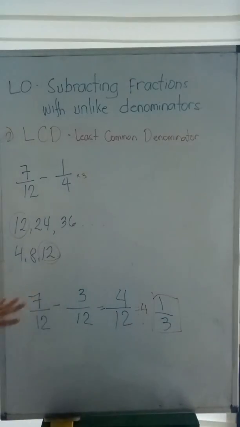Okay, so that's it. For your activity, you just have to choose which way you're comfortable to get the answer. You can use the step 1, the crisscross method. Make sure to check if you need to simplify the answer or not. Or you can also use the LCD method. Make sure also to check if you have to simplify the answer or not. You only have to choose which method you are comfortable with to get the answers.